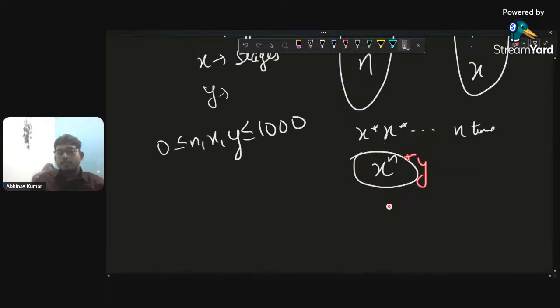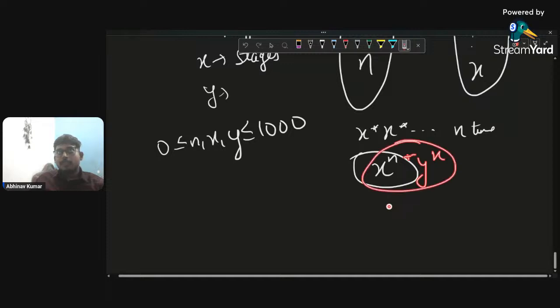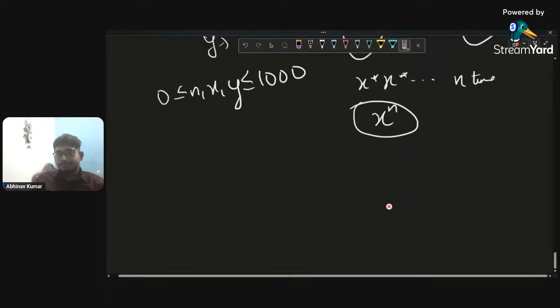X to the power n into y to the power x we cannot do directly, because in all the ways, it's not guaranteed that all the stages are assigned some performers. Some stages would remain empty. For the stages which remain empty, you won't multiply by y.